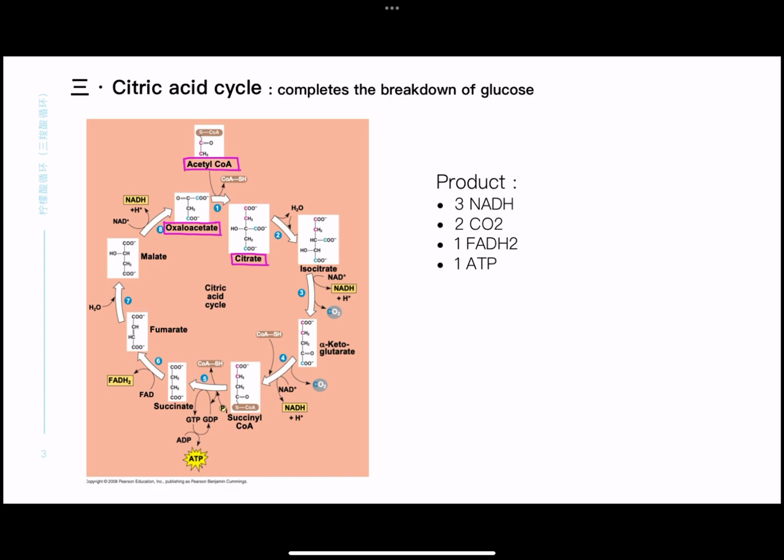The main function of the citric acid cycle is to transfer high-energy electrons to molecules that carry them to the electron transport chain. The NADH and FADH2 produced by the cycle relay electrons extracted from food to the electron transport chain. It can make 3 NADH, 2 carbon dioxide, 1 FADH2, and 1 ATP when turned around 1 time.